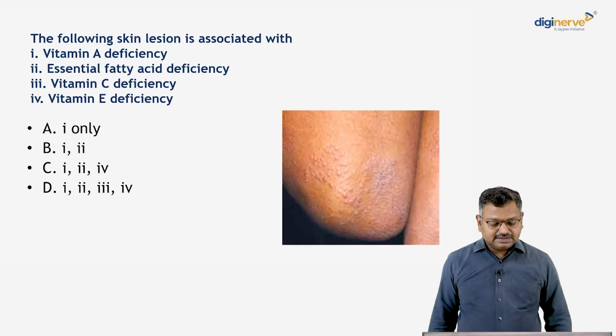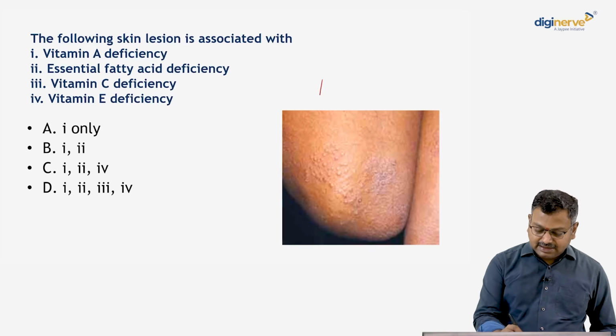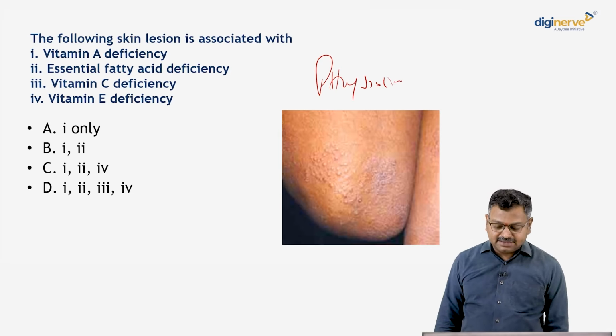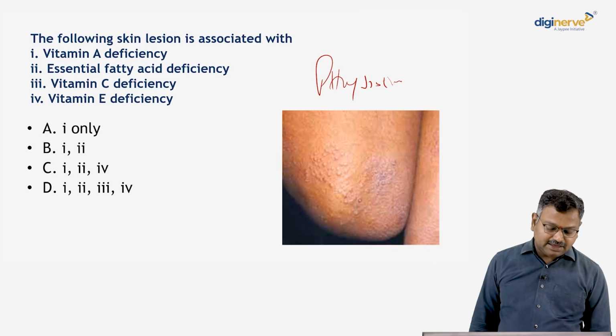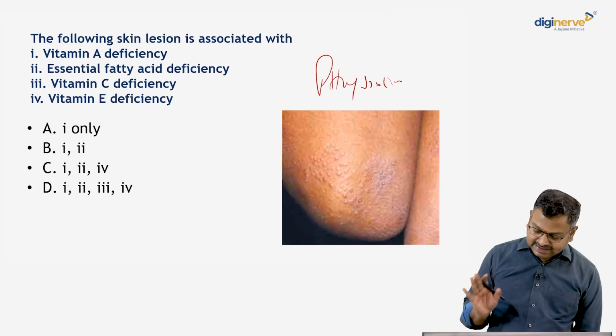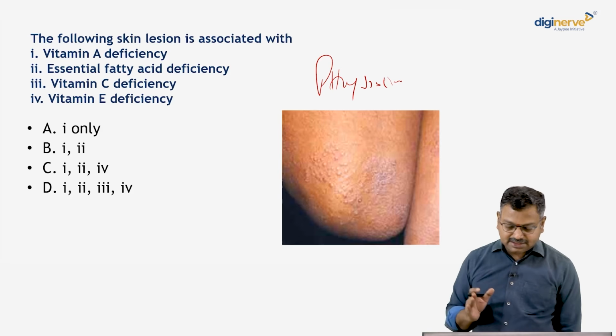Skin lesion, this is the phrynoderma, very classical. Phrynoderma, or the toad skin. What is it due to? Vitamin A, essential fatty acid, vitamin C, vitamin E. It's vitamin A and essential fatty acid deficiency that is the correct answer for these patients.